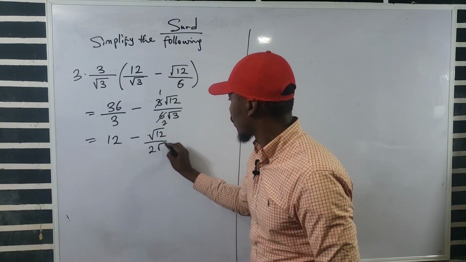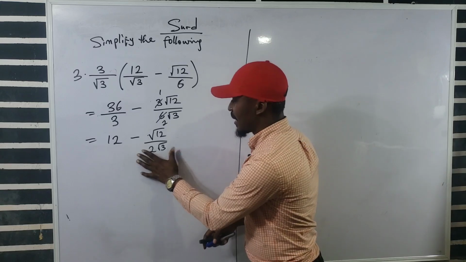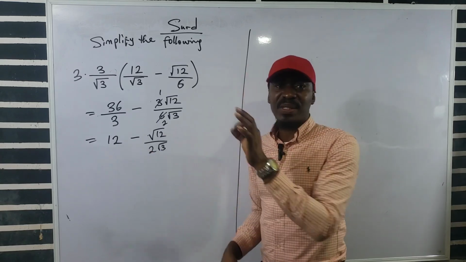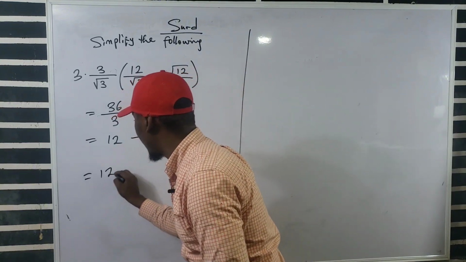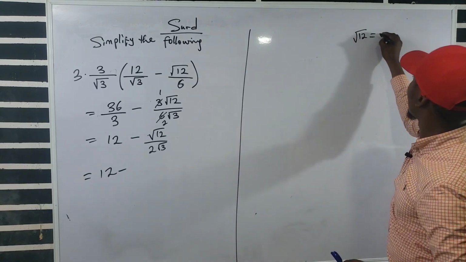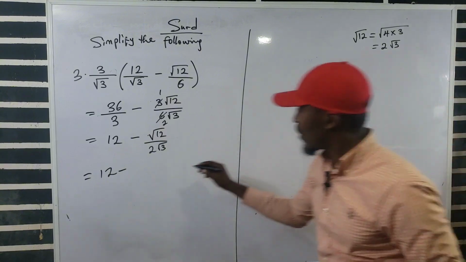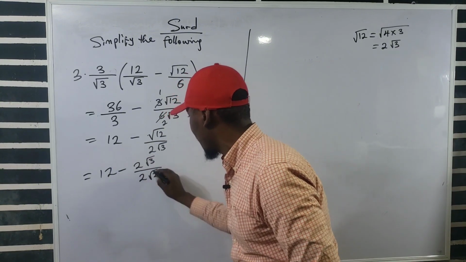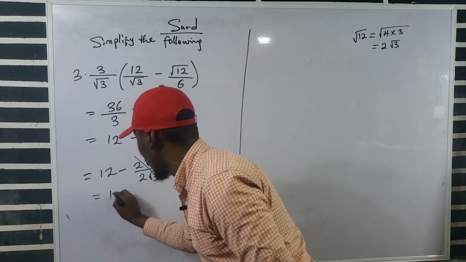over 2 surd 3. Now, we are not going to be quick to rationalize or even simplify because 12 can still be put in basic form. So that will give us 12 minus. Now, in basic form surd 12 will give us surd 4 times 3, which is equal to 2 surd 3. So that will give us 2 surd 3 over 2 surd 3. So you can see that these two here will cancel out. Our answer will be what? 12.